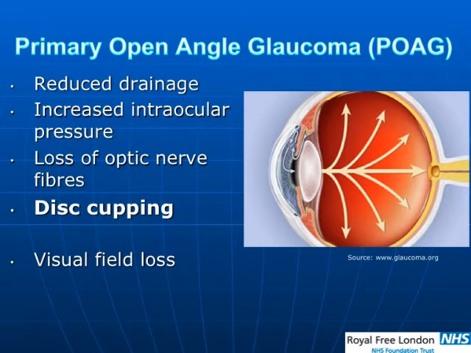So if you get a damaged optic nerve, you get disc cupping. The optic disc bows backwards, and the optic nerve is responsible for your field of vision. So obviously then, if you have damage to the optic nerve, you have damage to your field of vision.